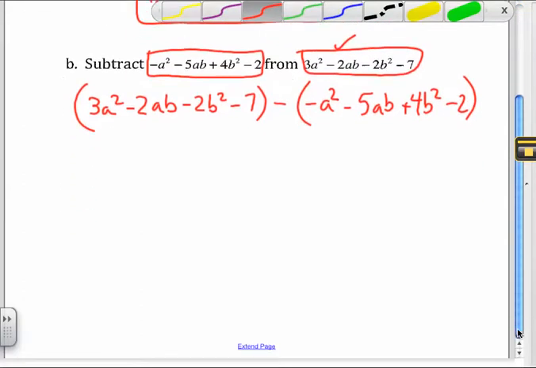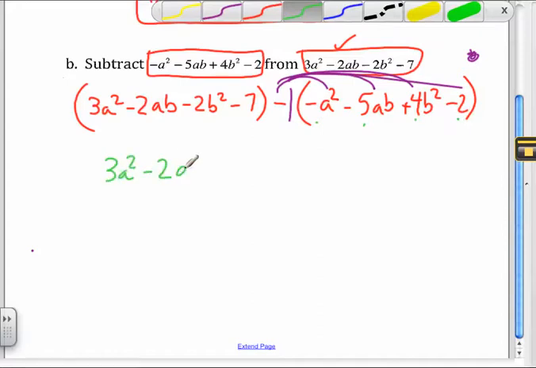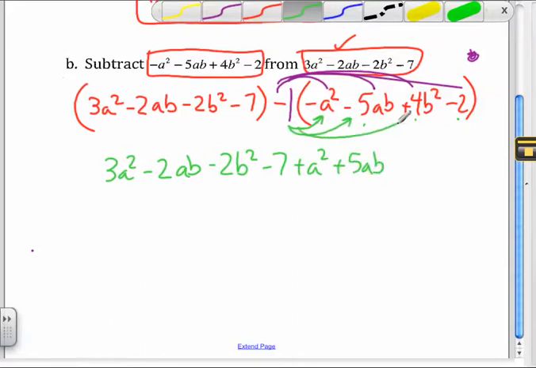All right? Now, when I do that, guys, you're going to remember this is like having a negative 1 in front of that polynomial, and it needs to get distributed to each of these. And so their signs are all going to change. So I just need to rewrite these three without parentheses, but I need to change the signs of all these terms. So I'm going to get 3a squared, I'm just dropping the parentheses, minus 2ab minus 2b squared minus 7, and then it's negative 1 times negative a squared, so I'm going to get plus a squared, and then I distribute it here, plus 5ab, and then I distribute it here, minus 4b squared, and then I distribute it to the end, plus 2.